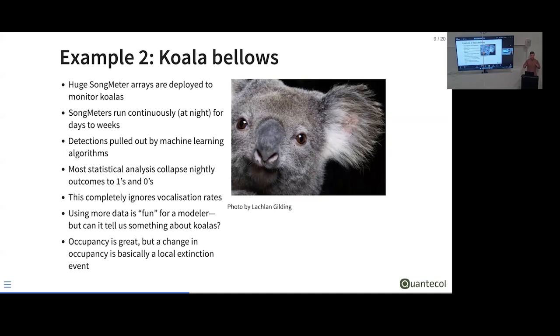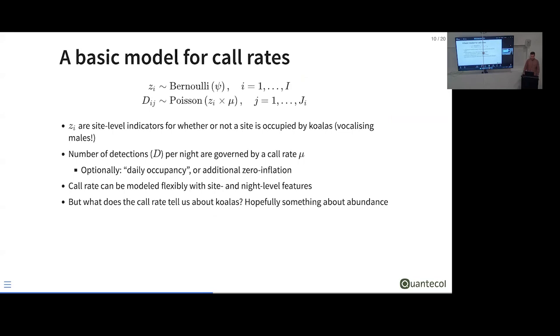But there is this whole call rate component on these song meters that is usually getting ignored. A very basic model to account for those call rates is to not just have 1s and 0s, but to actually model the number of detections on a given night. Some sites might have detections very often, and that way a 1 and a 0 is not just a 1 and a 0. If you have 1 detection, that's the same data point as a song meter that has 10,000 calls in a night.